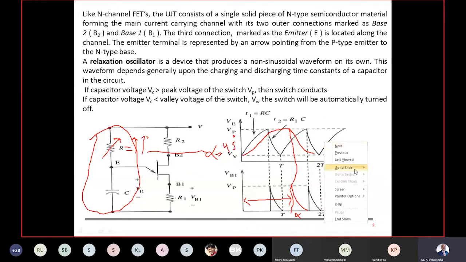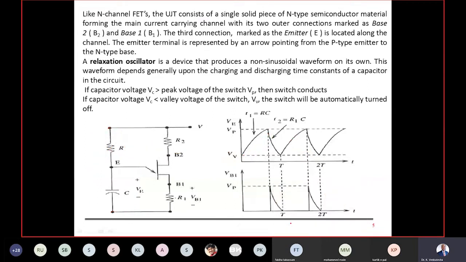So this is the basic circuit of how my UJT works. I'm not going to the main power circuit. This is my control circuit, basically the UJT relaxation oscillator control circuit. I'm not handling the power circuit as of now. So what we understood is that when the emitter voltage is greater than or equal to the peak voltage, only then will the UJT be turned on. When VE is less than VV, the switch will be turned off automatically.